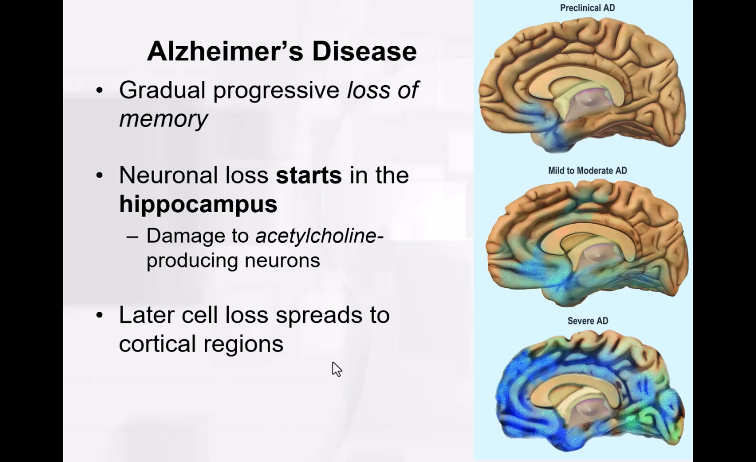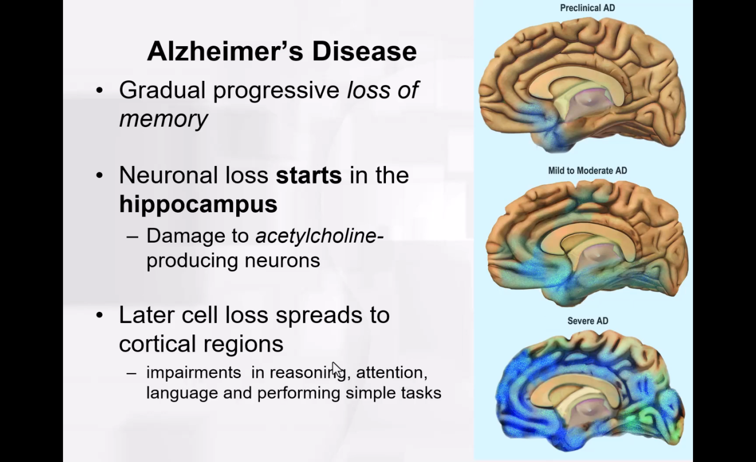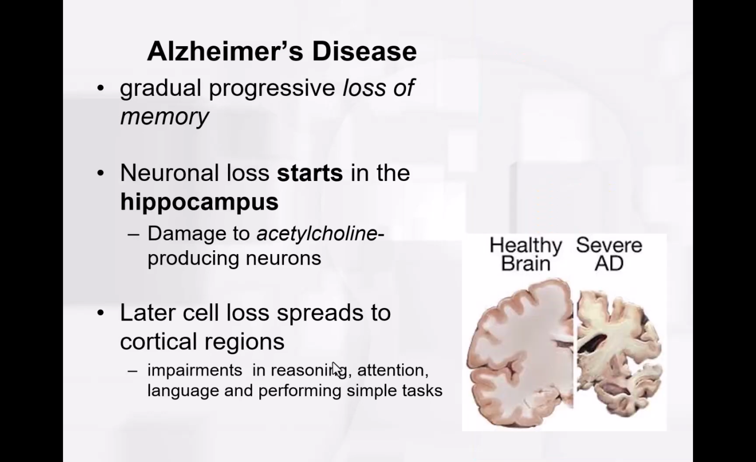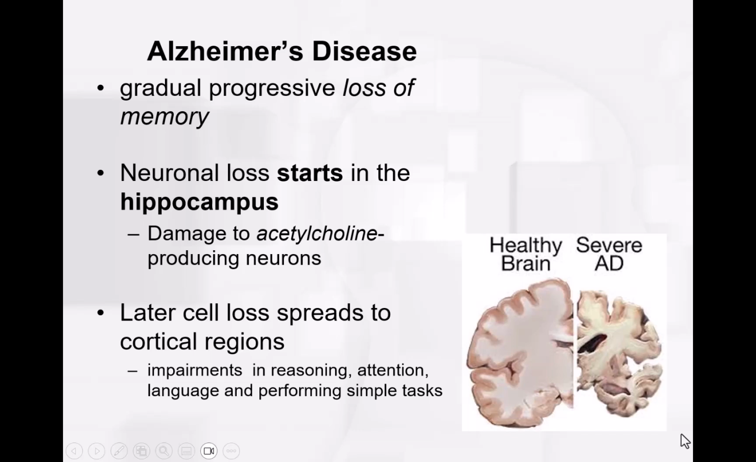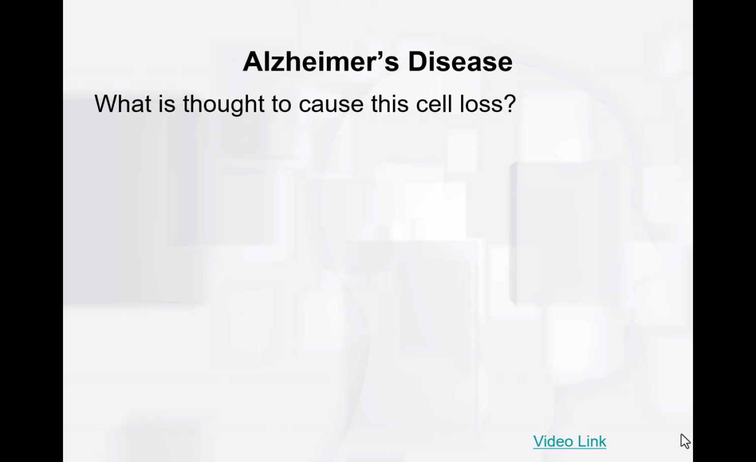So if Alzheimer's disease is beginning in the hippocampus, what type of memory impairments do you think we see first? Yes, declarative memories, specifically episodic memories. So once we have damage to those cortical areas, we're going to start seeing impairments in reasoning, attention, language, and performing simple everyday tasks. And that's what makes Alzheimer's disease so debilitating. And then here's another image showing you what a healthy brain looks like compared to an individual with severe Alzheimer's. And you can see how much cell loss we've had and how much the brain has shrunk in individuals that have Alzheimer's disease.